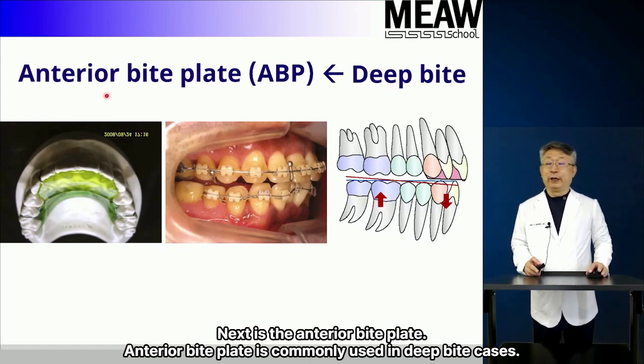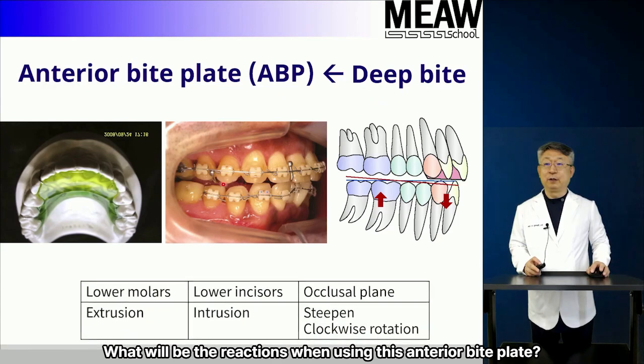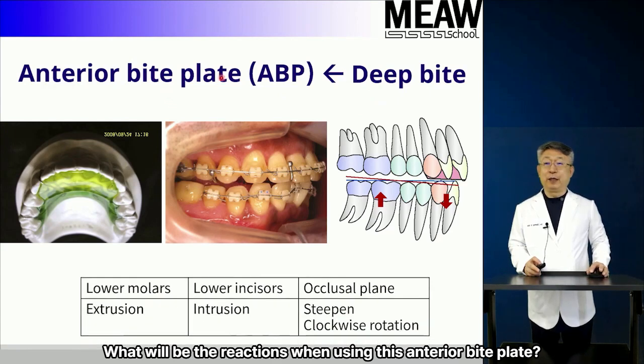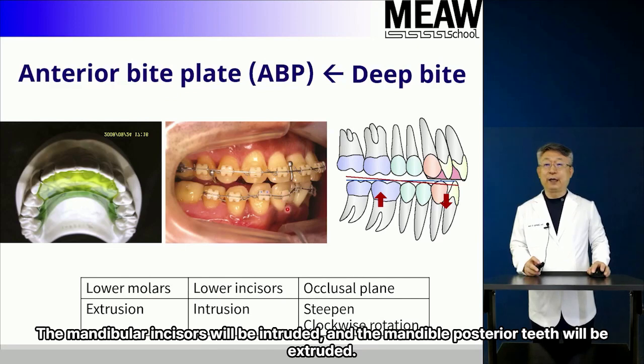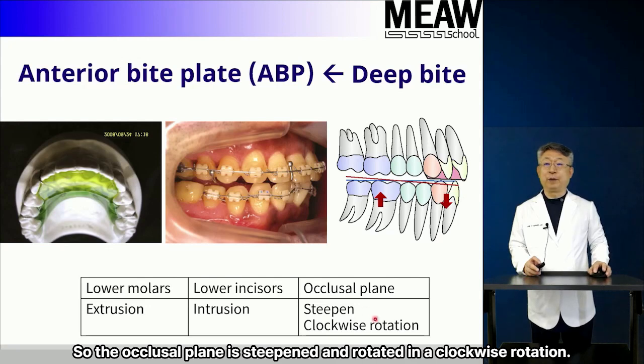Next is the anterior bite plate. Anterior bite plate is commonly used in deep bite cases. What will be the reactions when using this anterior bite plate? The mandibular incisors will be intruded, and the mandibular posterior teeth will be extruded. So the occlusal plane is steepened and rotated in a clockwise rotation.